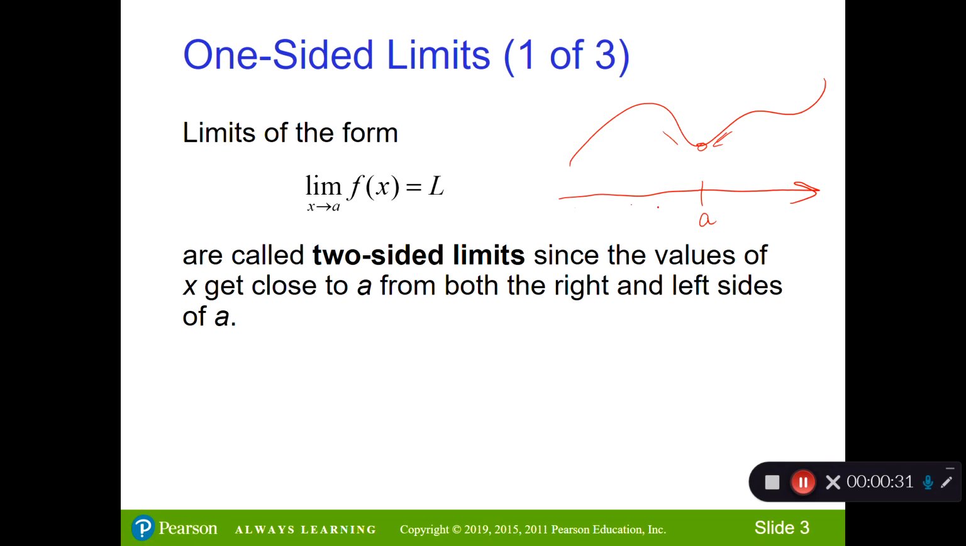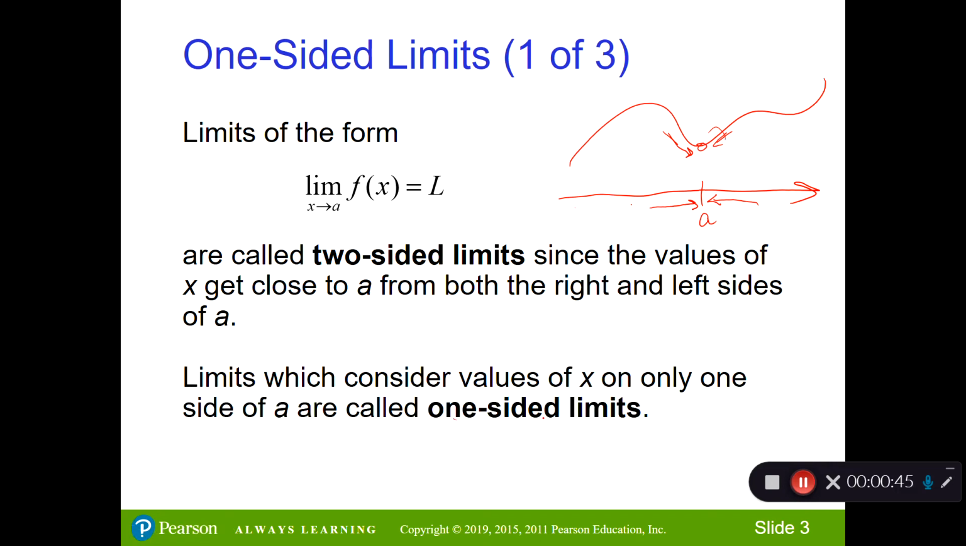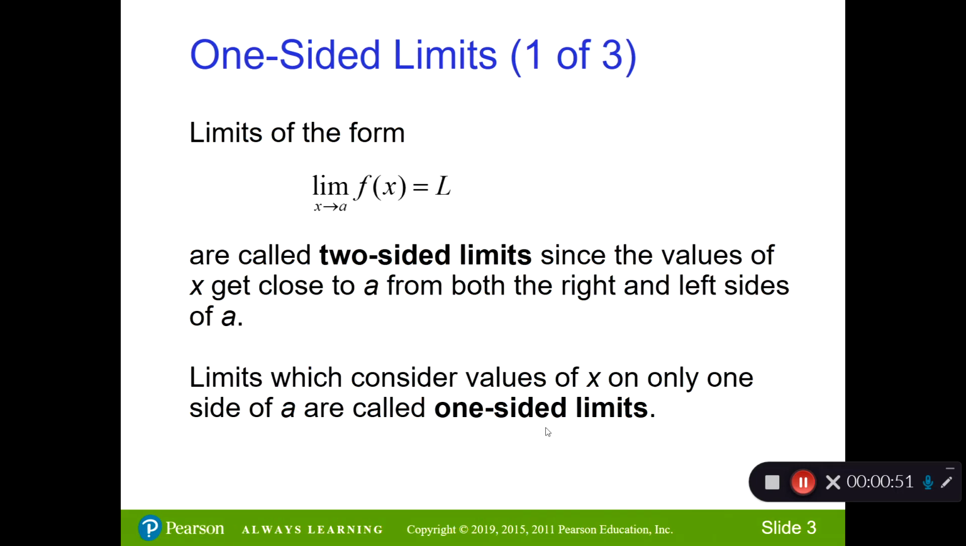So as I come in from the left of a, I'm looking to see what the y values are doing in that region. And then as I come in from the right of a, I'm looking to see what the y values are doing there. Each of those are what are known as one-sided limits. If I look only on the left or only on the right, that is a one-sided limit.